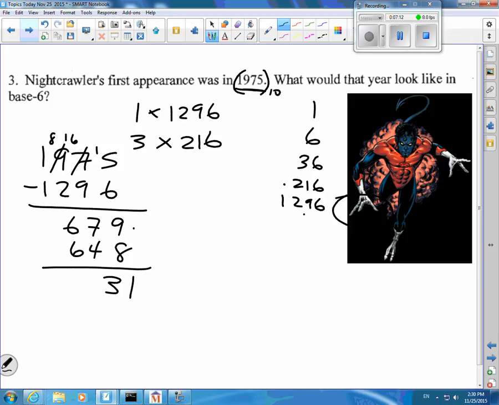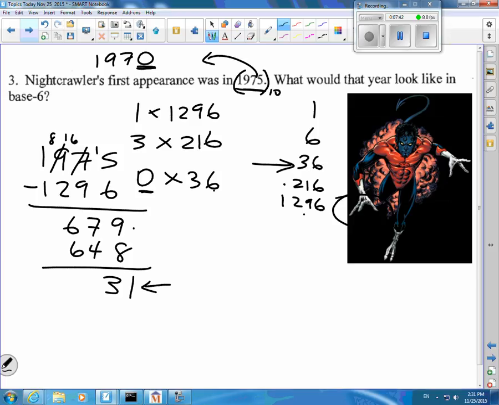Now, this hasn't happened to us yet. The next place value is the 36s place. But I don't have 36 more to take away. What that means is I need a placeholder. There is no number in the 6 squared place, or the 36s place. Just like if you were writing this number, but it was 5 years earlier, you'd write 1970 because there's nothing in the ones place. Well, in this case, there's nothing in the 36s place.